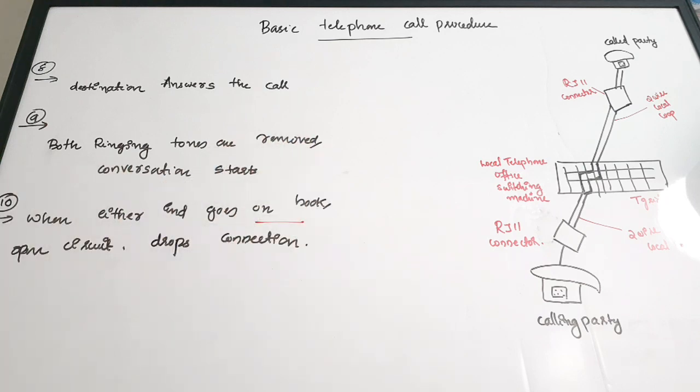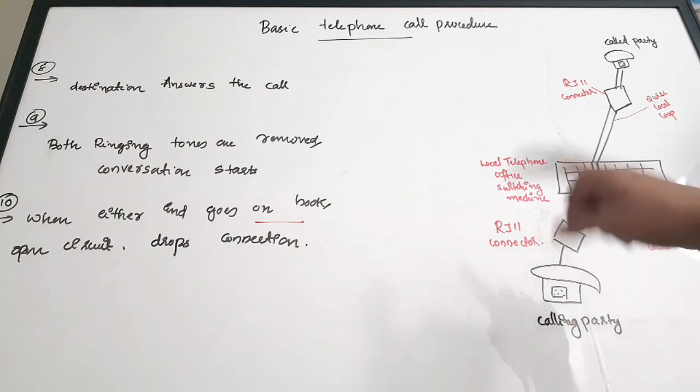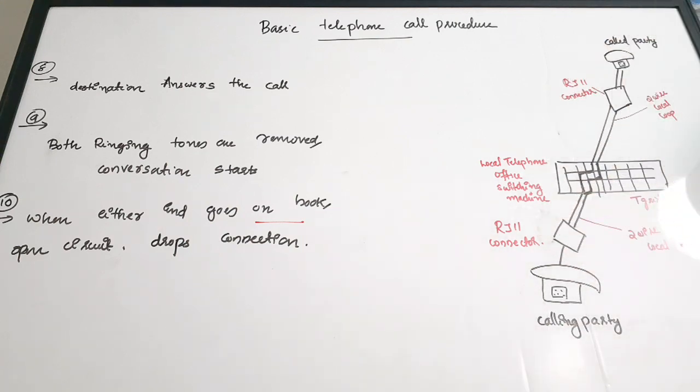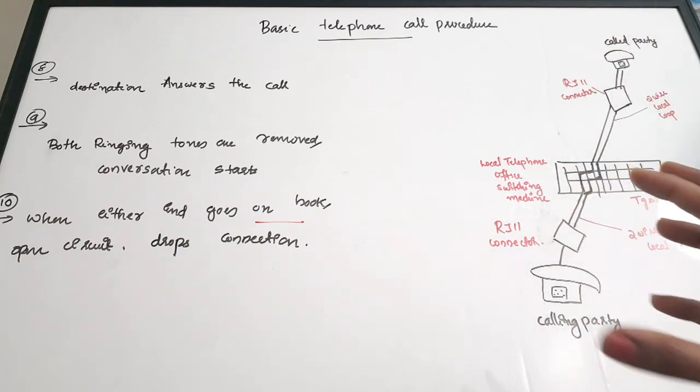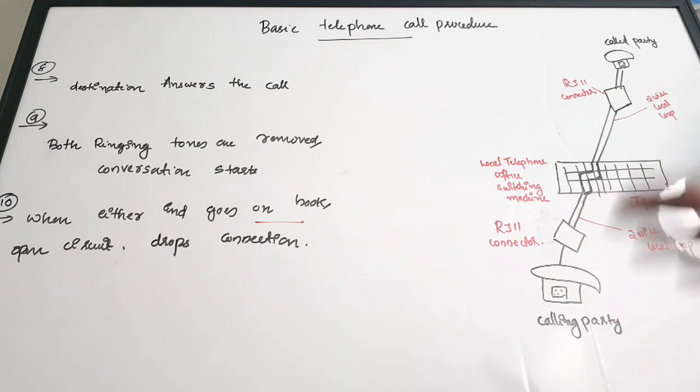Now there is an open circuit. Earlier it was a complete path, a closed loop. But when one person cuts the call, there is an open circuit. And what will happen? Then the local telephone switching machine will drop the connection and this path is closed. Okay. So these are the 10 steps that happen in a basic telephone call procedure.